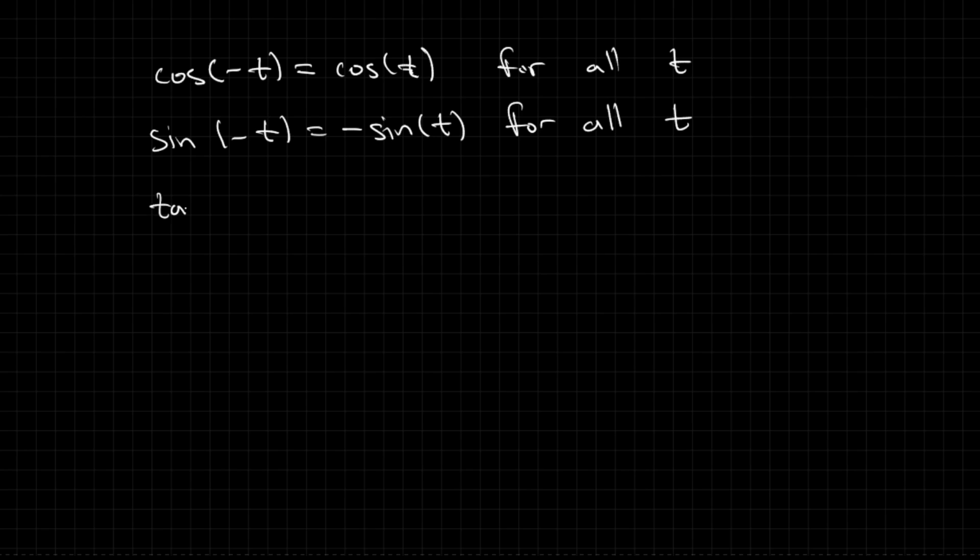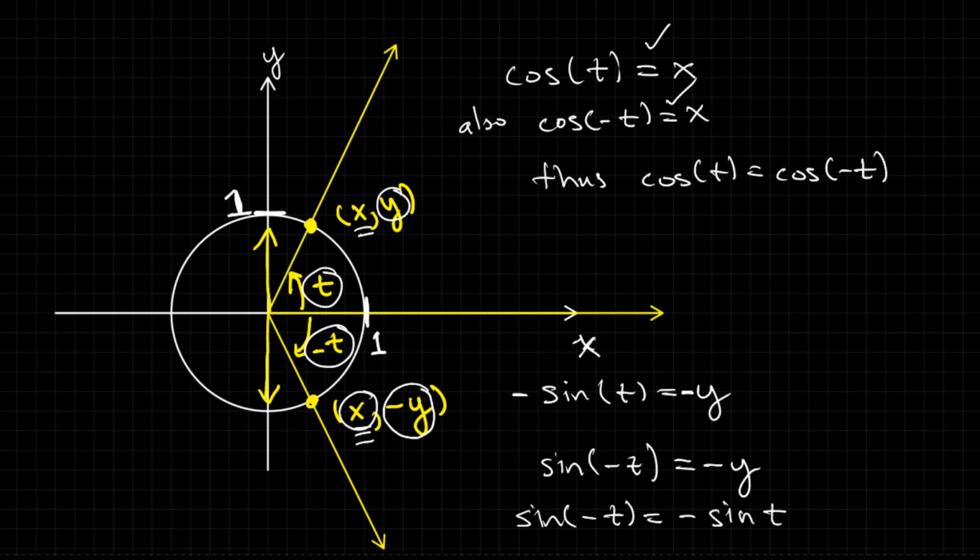So tangent of t, that's y over x. That's just looking at my picture over here. So making this a little bit cleaner, there we go. So tangent of t, that's y over x. And what's tangent of minus t? Well, that's the y coordinate here, which is negative y over x.